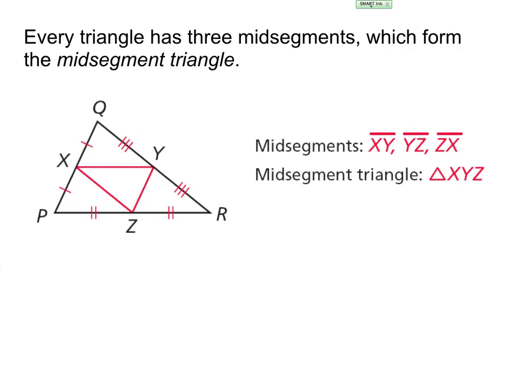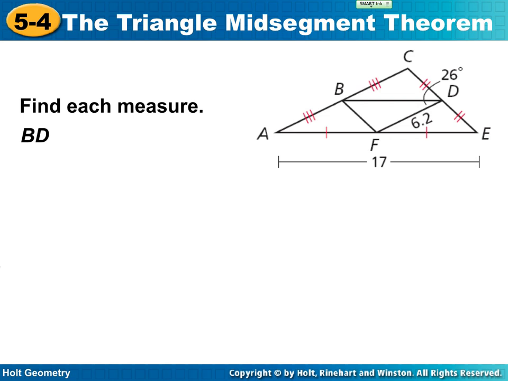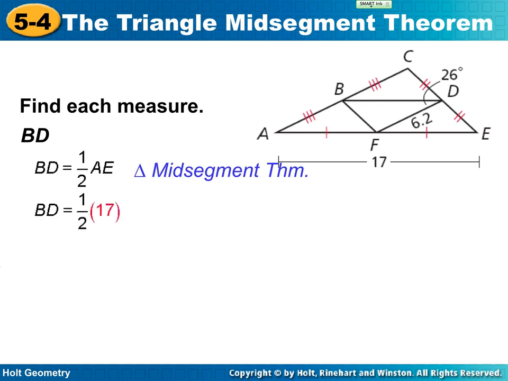All right, what else did I have here before we're done? Okay, finding the measures. How long's BD? Notice B's a midpoint, D's a midpoint, BD's a mid-segment. Half of 17, so 8.5. Correct.